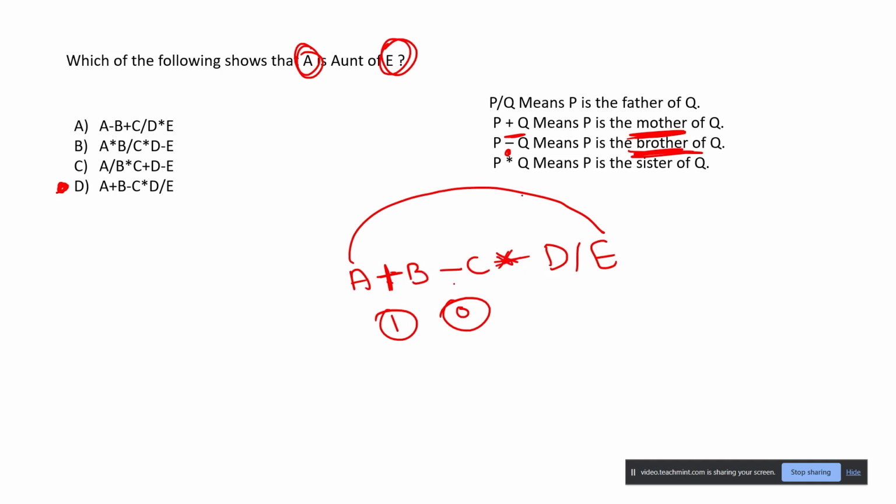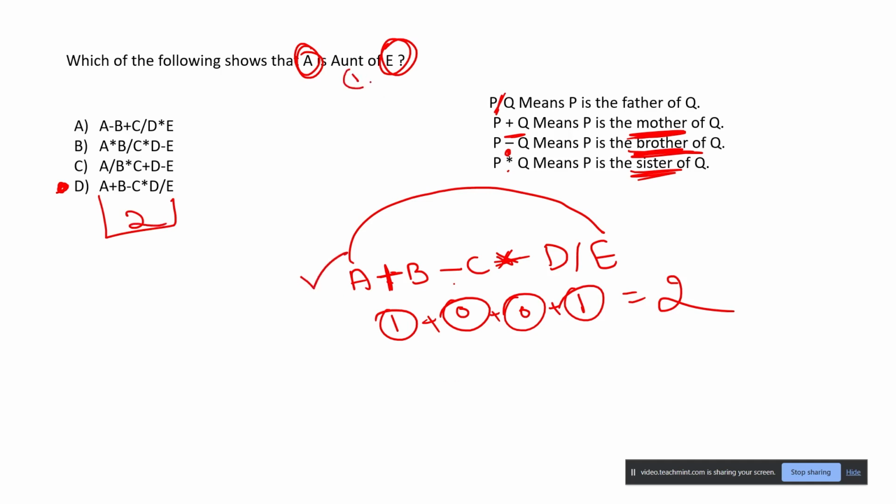Next we are having into. Into means sister. That means again no generation gap. Next one, by. By means father, 1 generation gap. So 1 plus 0 plus 0 plus 1, you are going to get 2 generations. So in between A and E, you are going to have 2 generation gap according to option D. But I want only 1 generation. So this is also not my answer.